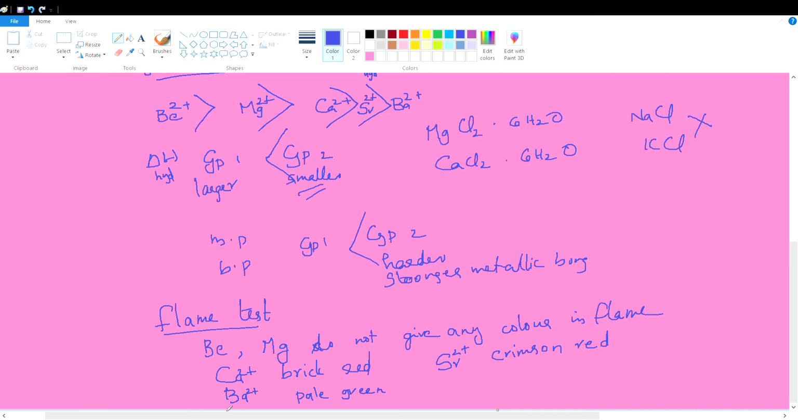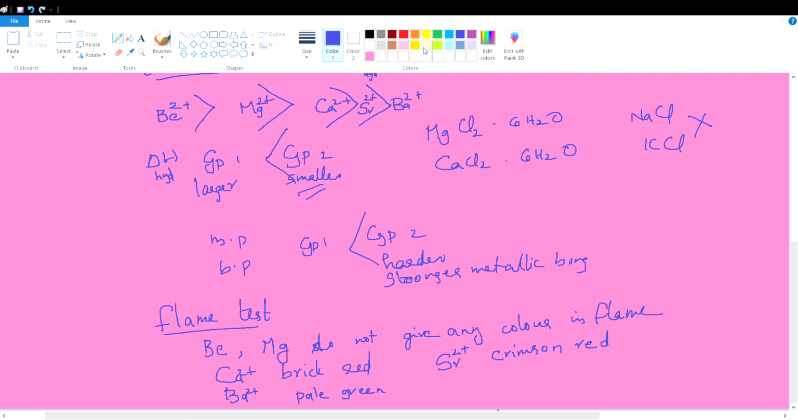So when we show these metal ion salts in the flame, the heat of the flame will excite the valence electrons present in these metal ions to a higher energy level. When the electron comes back to the original level, they emit energy. That emitted energy corresponds to brick red region in the case of calcium, pale green region in the case of barium, crimson red region in the case of strontium.